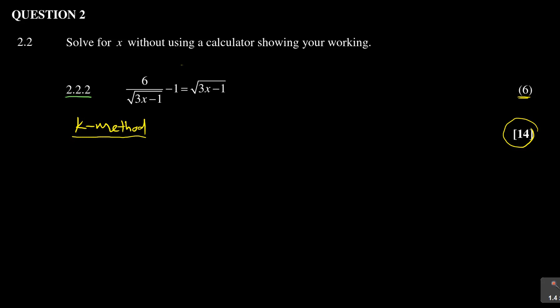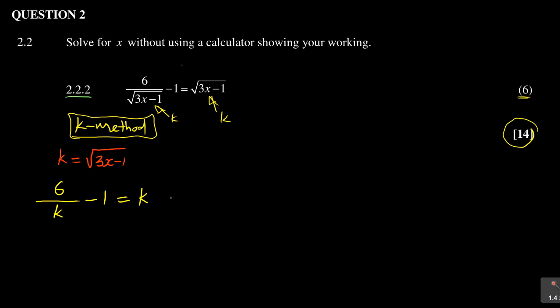So when I'm using the K method, what I'm going to do is I'm going to let this be K, and where there is that, I put a K. So what is my K in this case? Let K be equal to square root of 3x minus 1. So I will have this particular question therefore simplifying as 6 over K minus 1 is equal to K. So you see how it's happening.